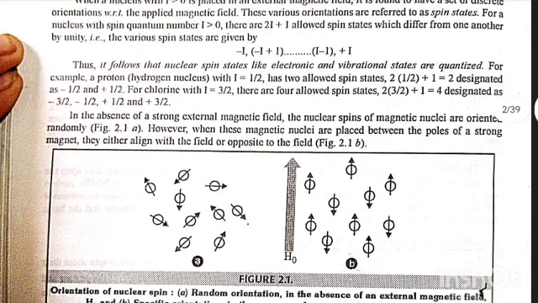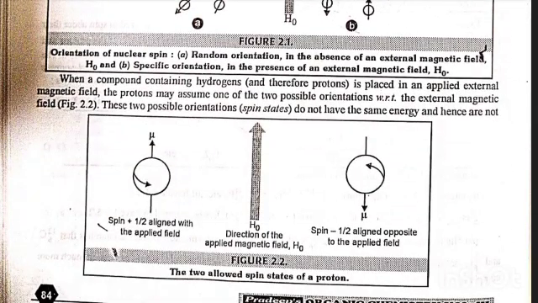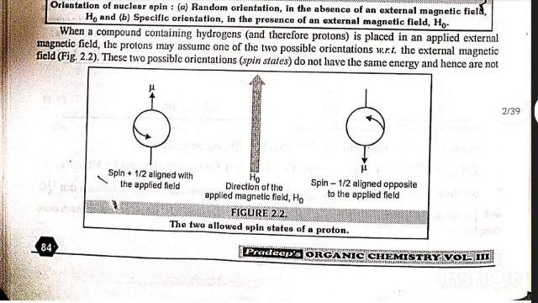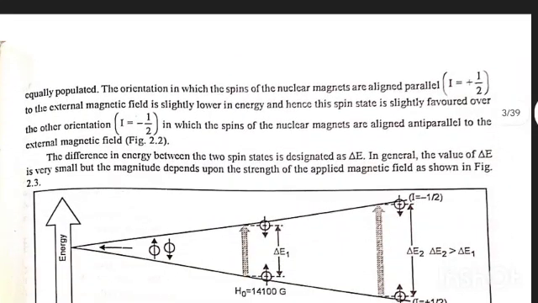In the absence of a strong external magnetic field, the nuclear spins of magnetic nuclei are oriented randomly. However, when these magnetic nuclei are placed between the poles of a strong magnet, they either align with the field or opposite to the field. When a compound containing hydrogens is placed in an applied external magnetic field, the protons may assume one of the two possible orientations with respect to the external magnetic field. These two possible orientations do not have the same energy and hence are not equally populated.